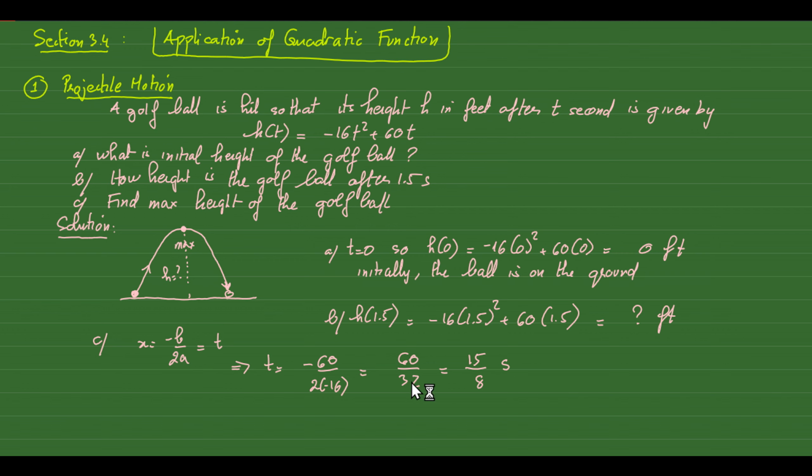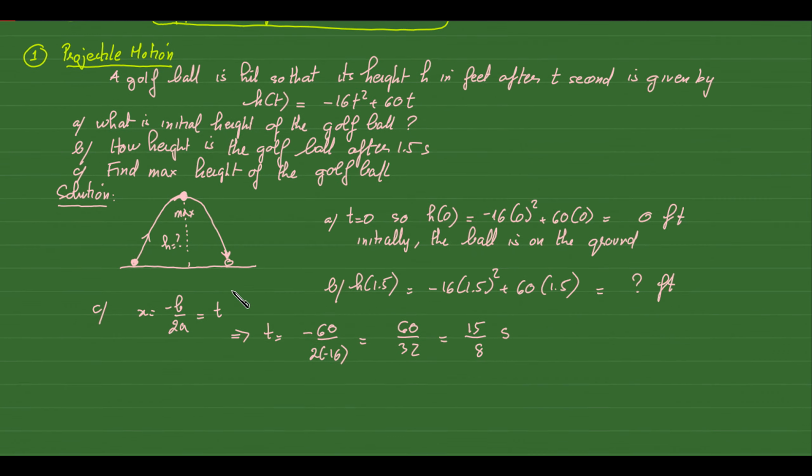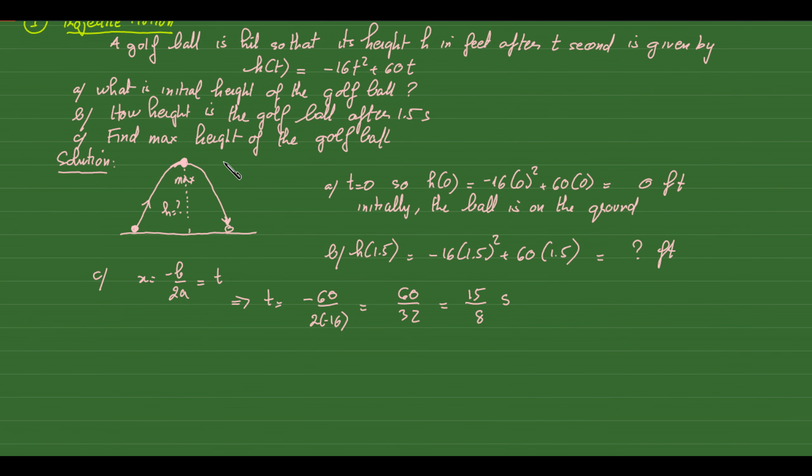So after 15 over 8 seconds, you can convert it to decimal, I don't mind, okay? Because this is the second, it's time. After 15 over 8 seconds, the golf ball will be right over here. But that is t. We want to find a height, we have to plug in 15 over 8.